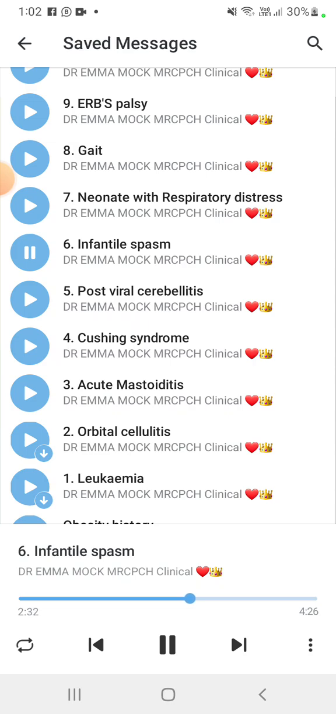Now investigations. EEG: we find hypsarrhythmia. So the investigations we are doing are EEG for hypsarrhythmia, MRI of the brain, ECG and echo, urinary electrolytes, renal function test, abdominal ultrasound and Doppler.